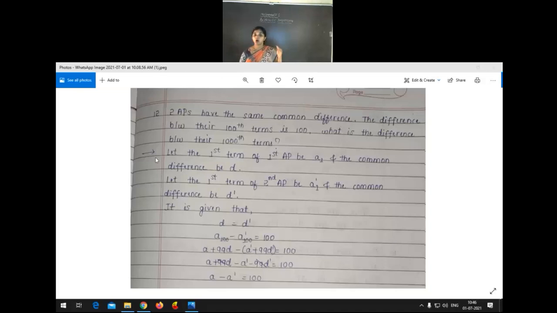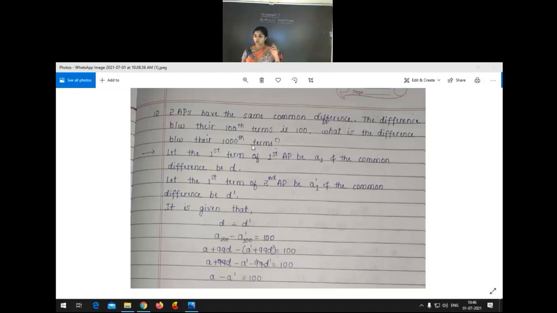What is the difference between their 1000th terms? We have to find out the difference between the 1000th terms. The first AP's 1000th term minus the second AP's 1000th term we have to find out. Got the idea of the question, students? So we have two APs, like 2, 4, 6, 8 and then 3, 6, 9. Both the APs have the same common difference.